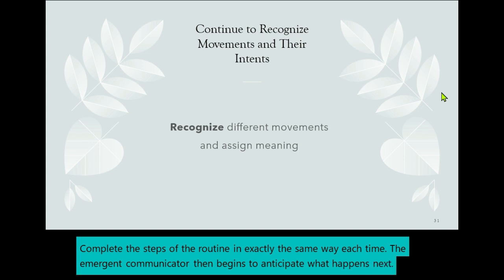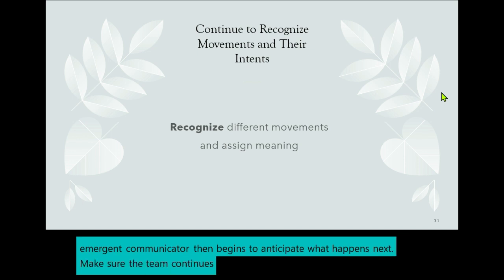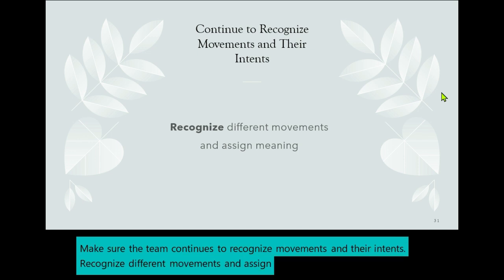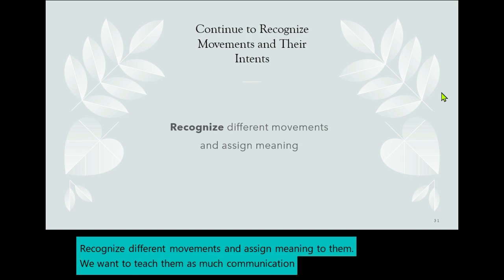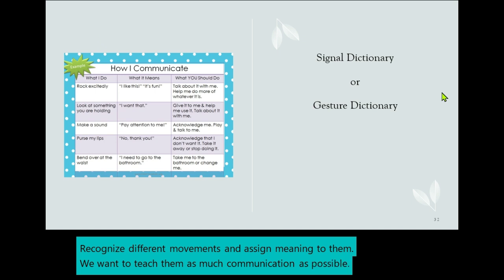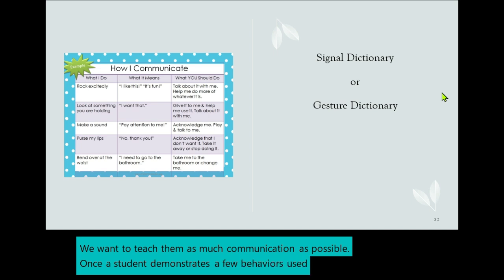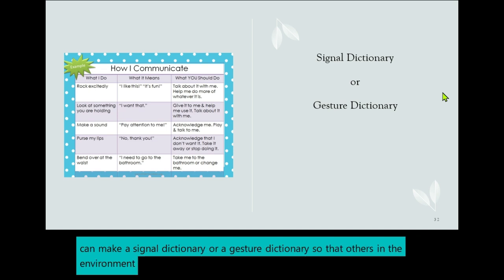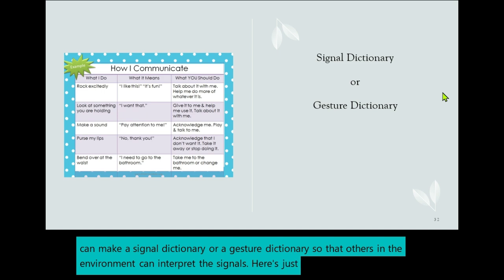Make sure the team continues to recognize movements and their intents. Recognize different movements and assign meaning to them. We want to teach them as much communication as possible. Once your student demonstrates a few behaviors used for communication, you can make a signal dictionary or a gesture dictionary so that others in the environment can interpret the signals. Here's just one example.